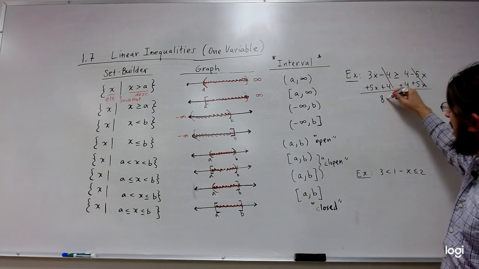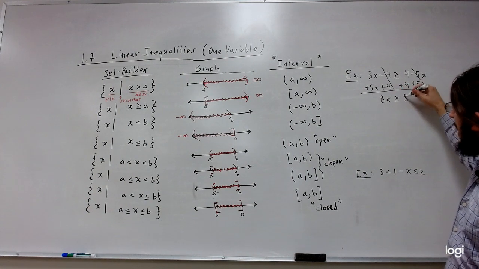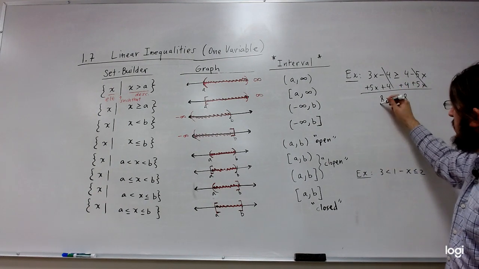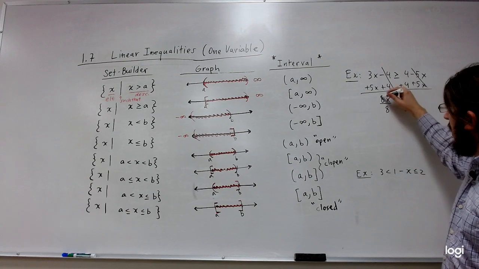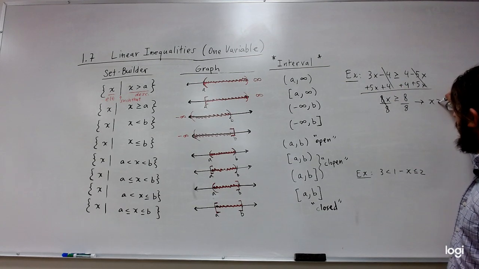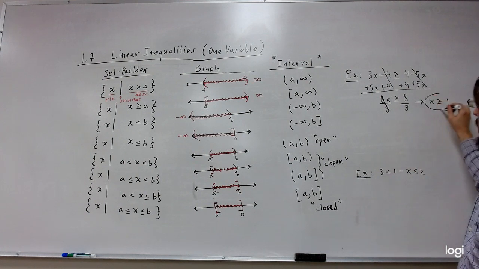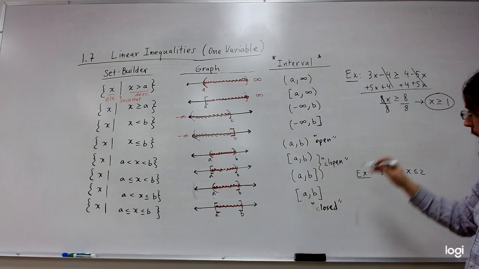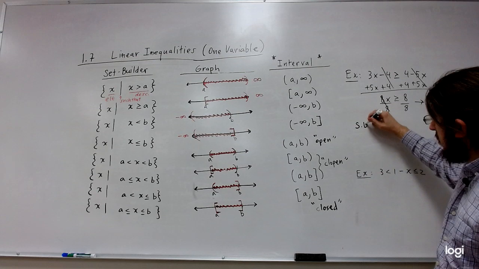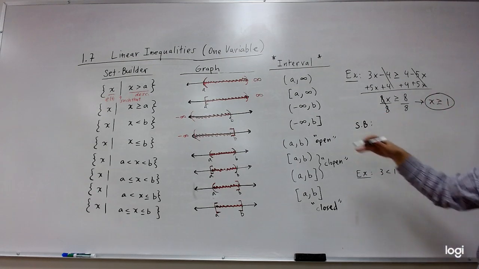We end up with 8x greater than or equal to 8. 4 plus 4 is 8. Divide by 8, and we get the following. We get x is greater than or equal to 8 over 8, which is 1. Now this is none of the notations we have seen here. I'm going to describe this answer in each of these notations.